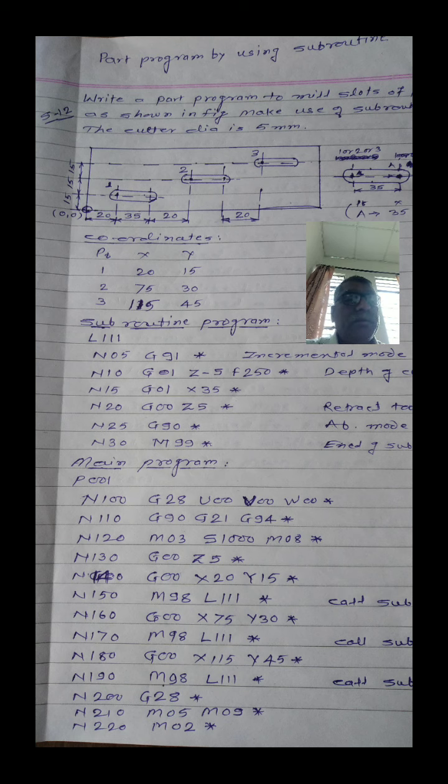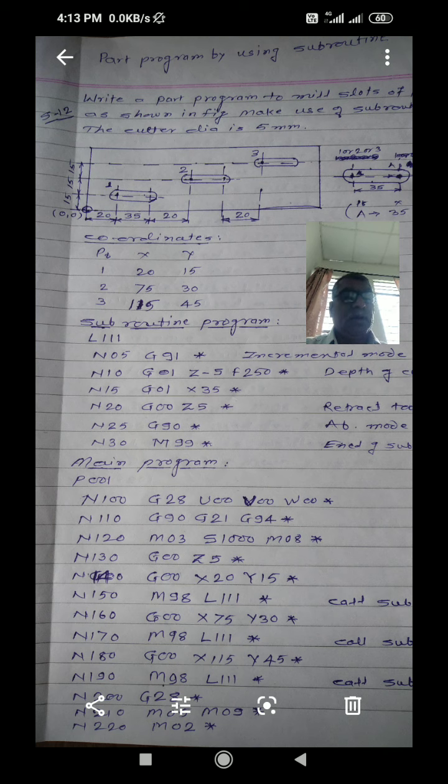When required, it can be called anywhere and any number of times in the main program. After execution of it, the controller returns back to the main program. In order to call a subroutine in the main program, the M98 code is used, and the M99 code is used for the end of the subroutine. Is it clear?